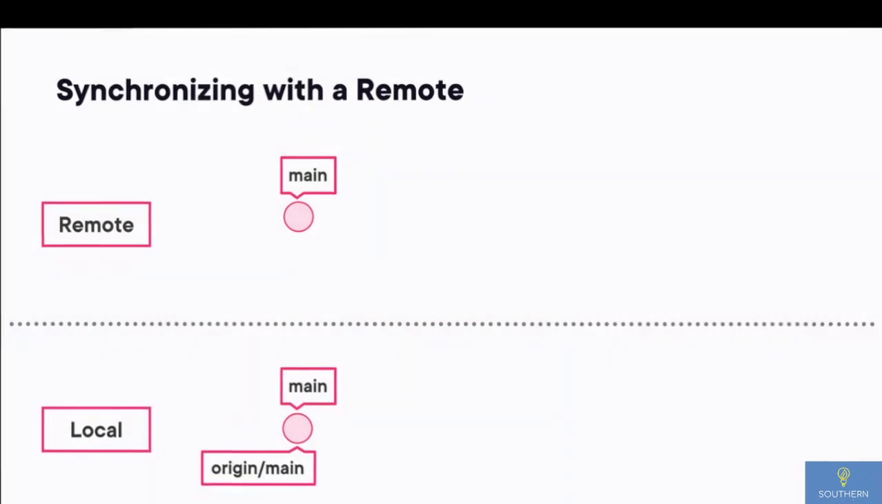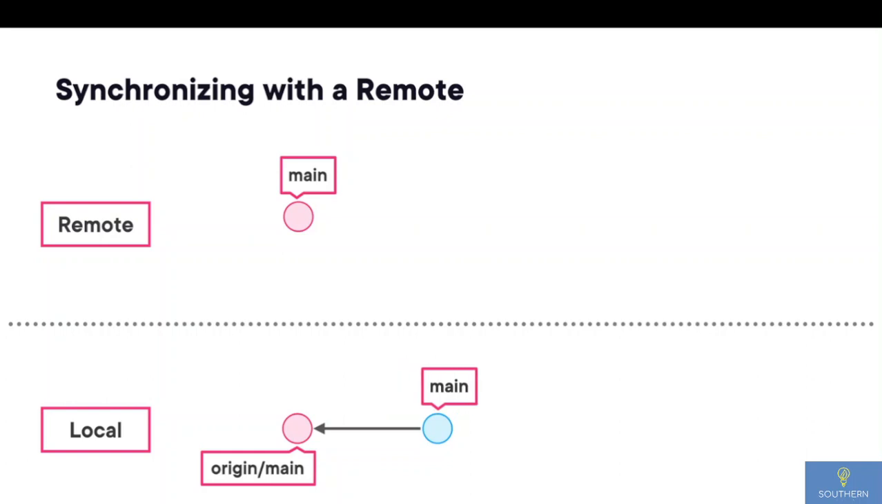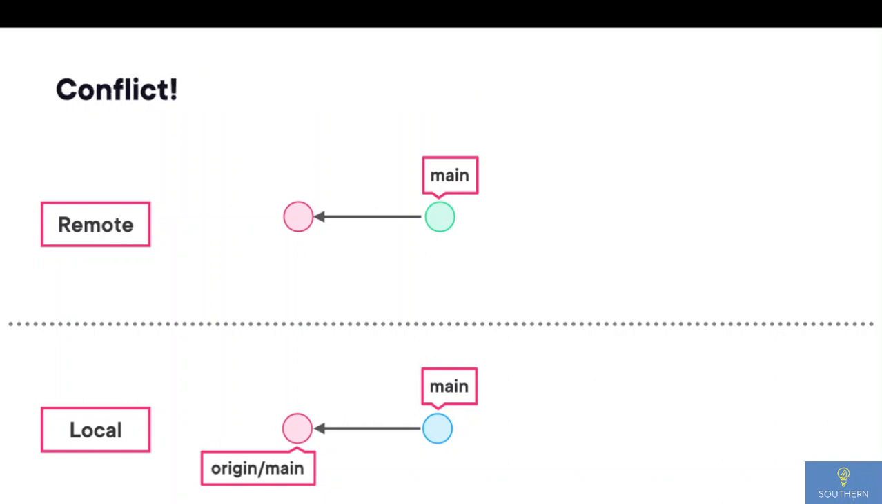Now let's do it again. This is the initial situation again. We add a commit and we prepare to push. But this time imagine that something has changed on the remote as well. Someone pushed another commit to the remote, this green commit. Now we can't just push, we have a conflict here. We have two different histories that need to be reconciled.